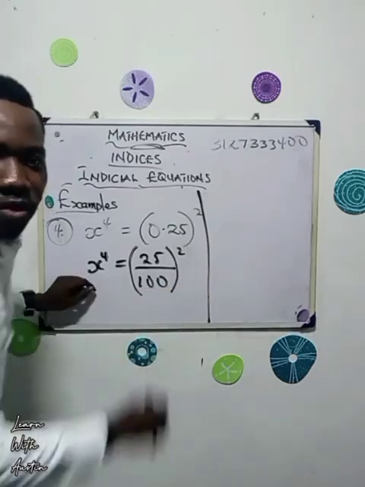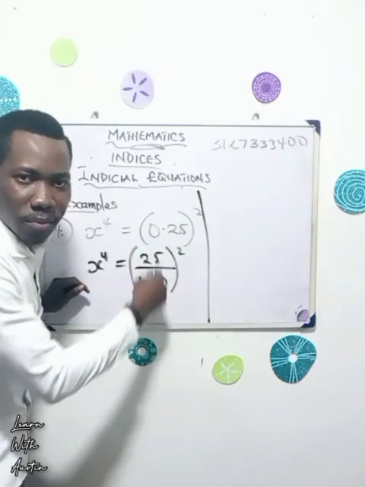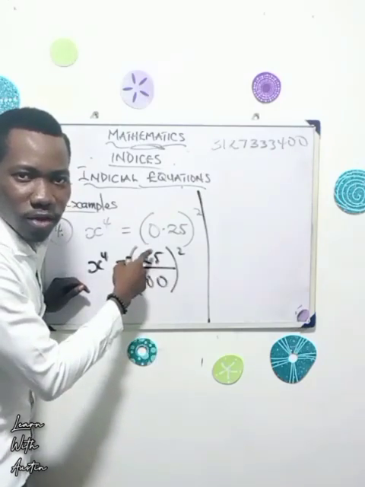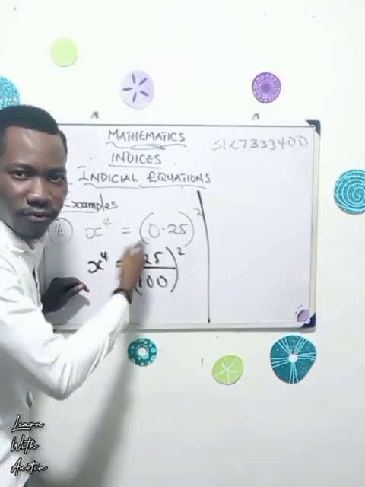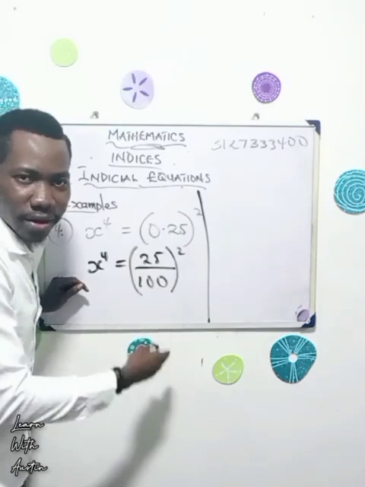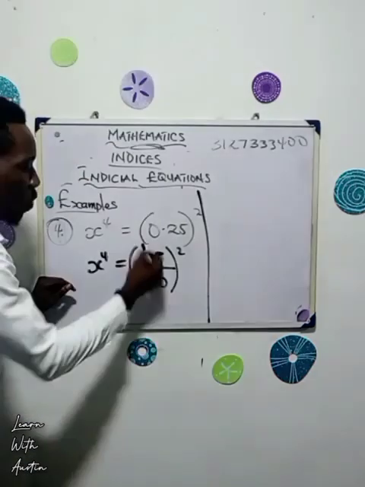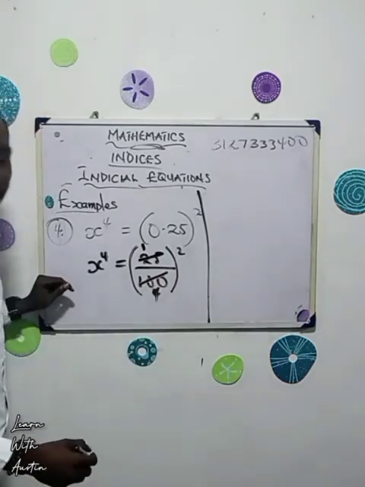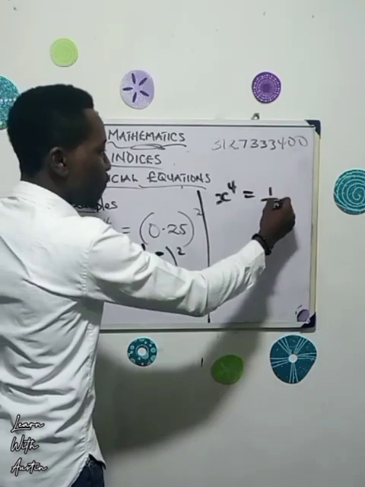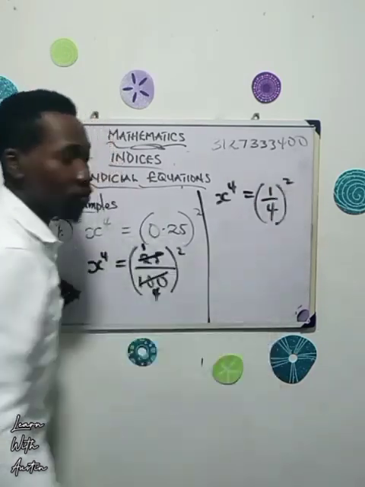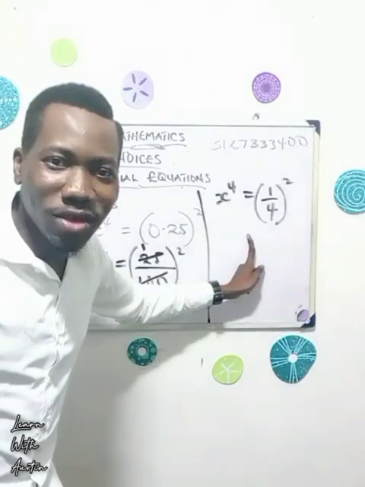Yes, good. So now, what can we do here? We can break this down to the lowest term. 25 here, 1; 25 can go in 100, 4. Even if you use 5 to break down, at the end of the day, you are still going to arrive at 1 over 4. So you're going to have x raised to the power of 4 equals 1 over 4 all raised to the power of 2. I hope we are following.